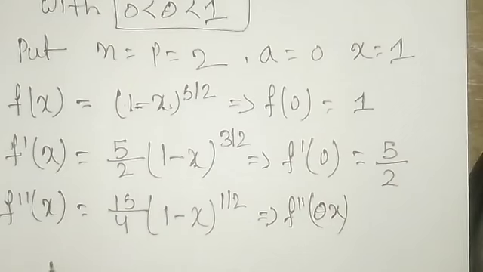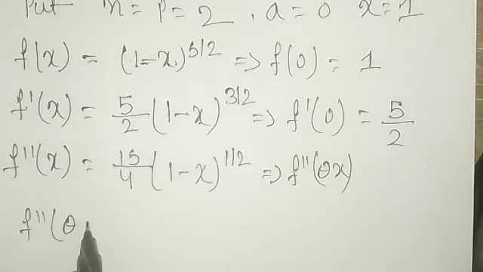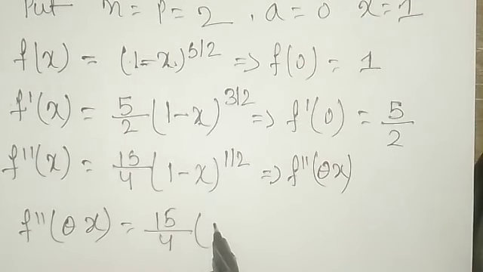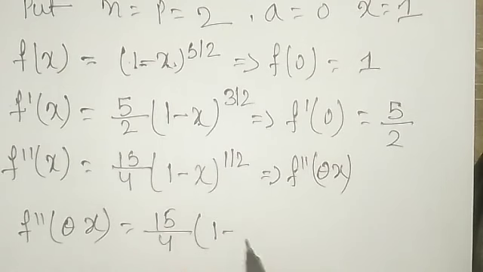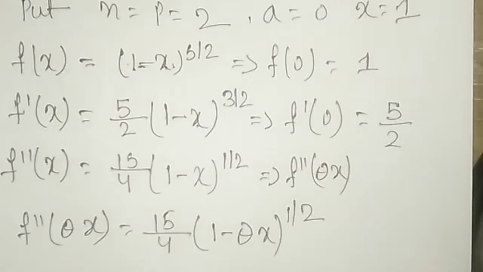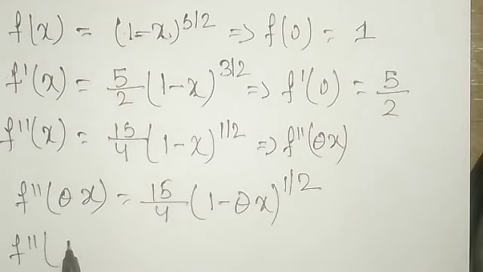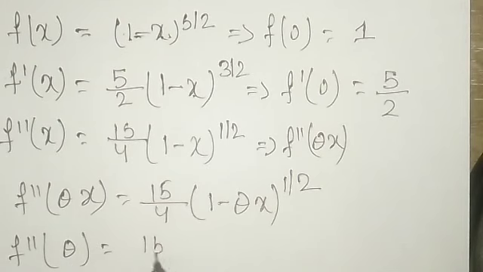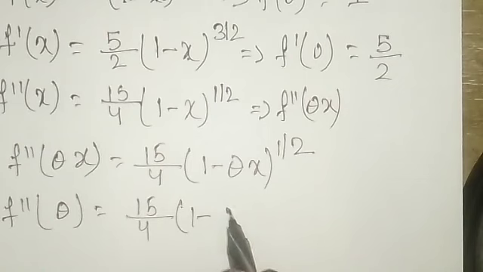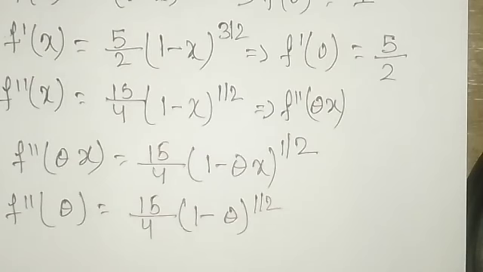Now this is what you have: f double dash of theta x is equal to 15 by 4 into (1 minus x), where x is theta x, to the power of half. So on simplification, f double dash of theta is equal to 15 by 4 into (1 minus theta) whole power 1 by 2. So all the values we got.